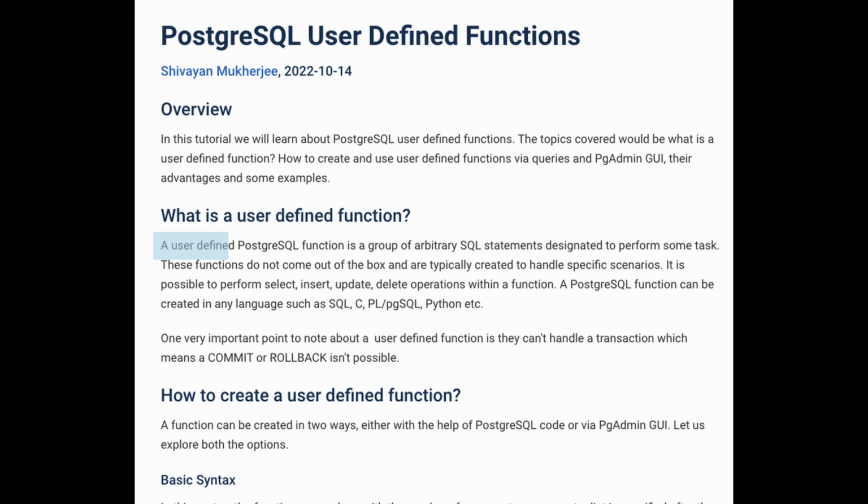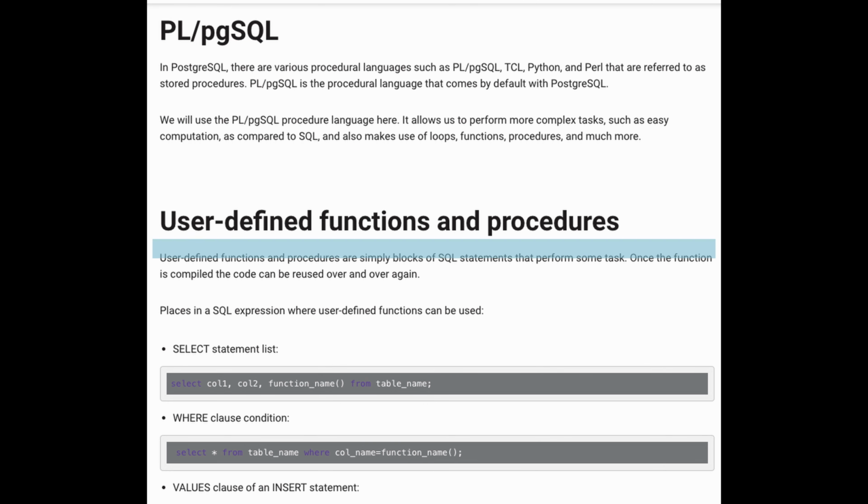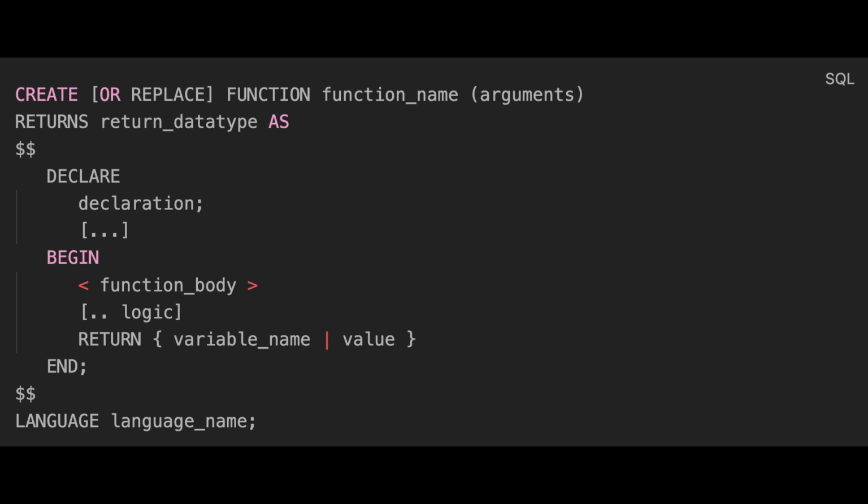A user-defined function, also known as UDF, is a group of arbitrary SQL statements designated to perform some task. Once the function is compiled, the code can be reused over and over again. Here is how to create a user-defined function.